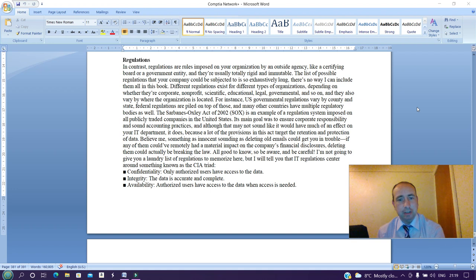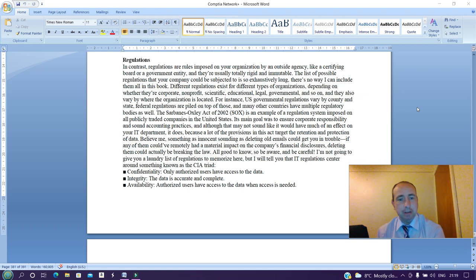Different regulations exist for different types of organizations depending on whether they're corporate, non-profit, scientific, educational, legal, governmental, and so on, and they also vary by where the organization is located. For instance, US governmental regulations vary by county and state. Federal regulations are piled on top of those, and many other countries have multiple regulatory bodies as well.